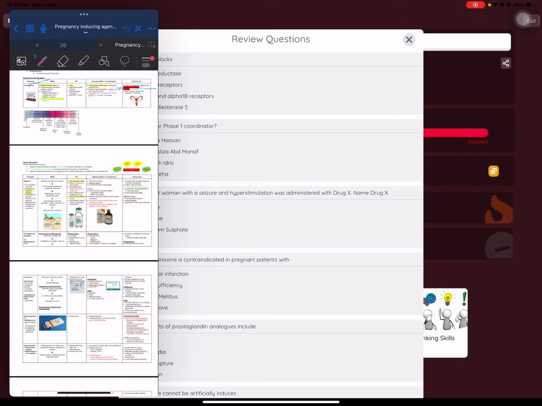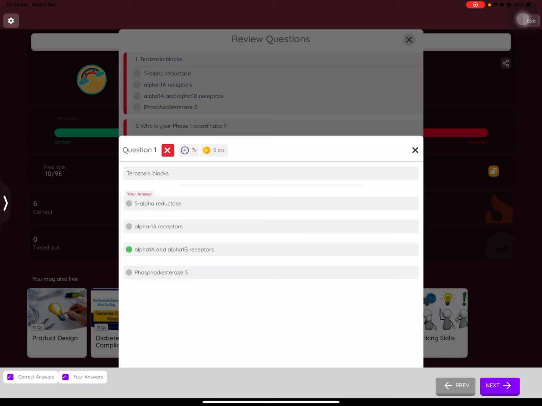Okay, now we go to terazosin. Terazosin blocks your alpha 1? Okay, now you need to understand whether it is alpha 1A or alpha 1A and alpha 1B. Alpha 1A and B. So why is it important for you to know? Because A is for smooth muscle. It will give effect on your blood pressure. Okay, can you give me an example of a drug which inhibits 5-alpha reductase? Finasteride, dutasteride.